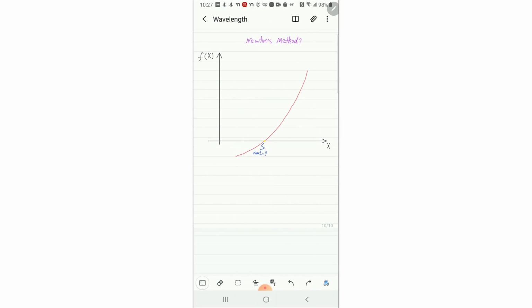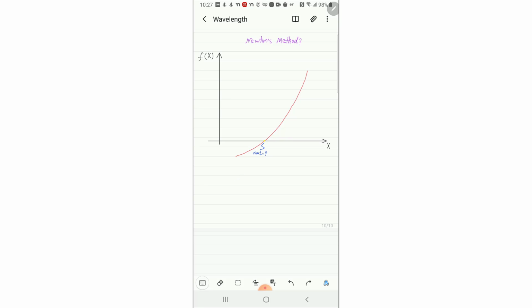Okay guys, we first want to know what Newton's method is, because most calculators use this method to find the roots of a nonlinear equation. So assume that we have f(x) in terms of x, and the curve in red is your equation, and you are interested in finding the root of this red curve.